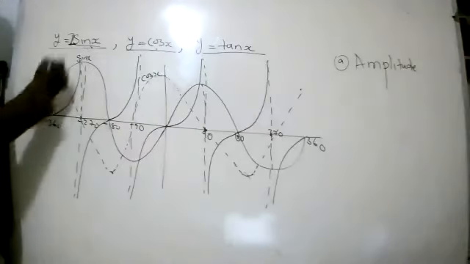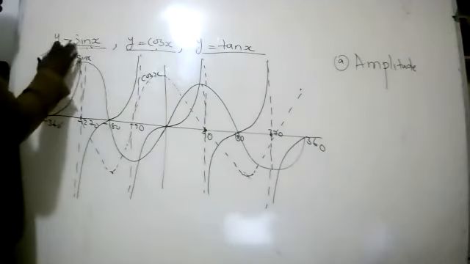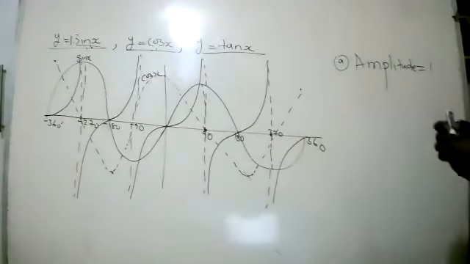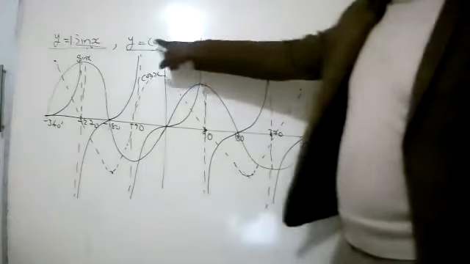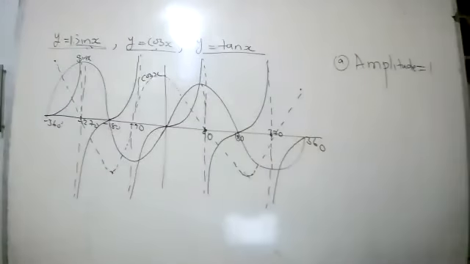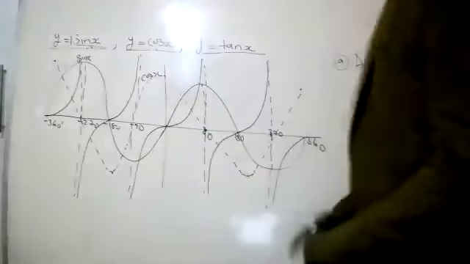If the graph was having a 2, it means our graph will be having an amplitude of what? Of 2. In this case it's 1. So the amplitude of these three graphs is equal to 1, because you just have to check the coefficient of the given graph. Are we clear on that explanation? Yes. All right, that is the amplitude. It's just the coefficient of the function given.